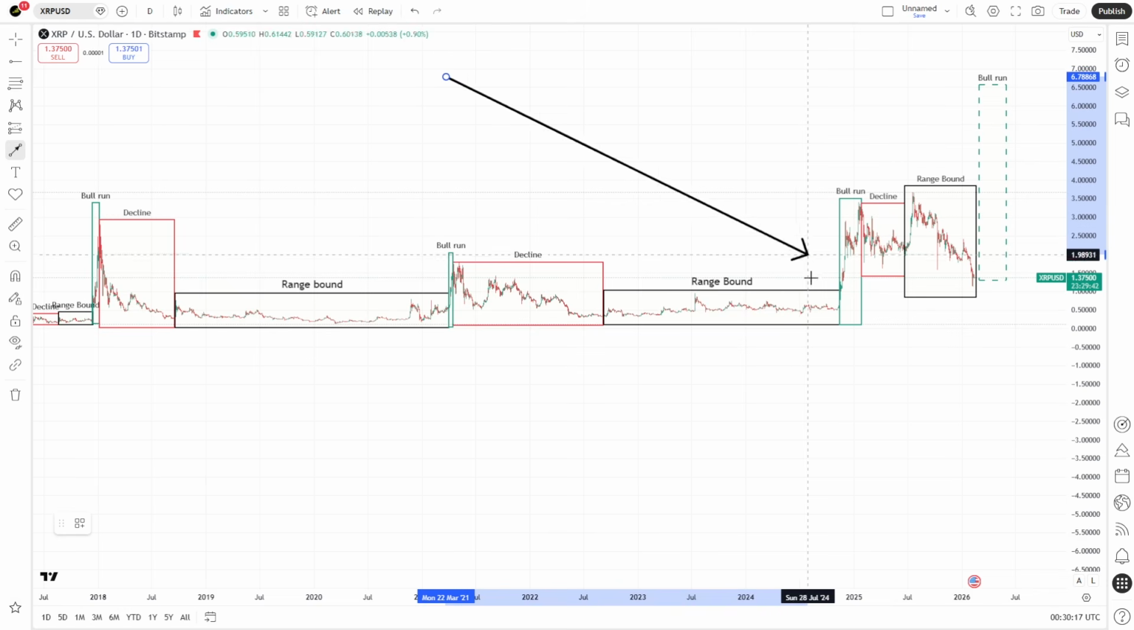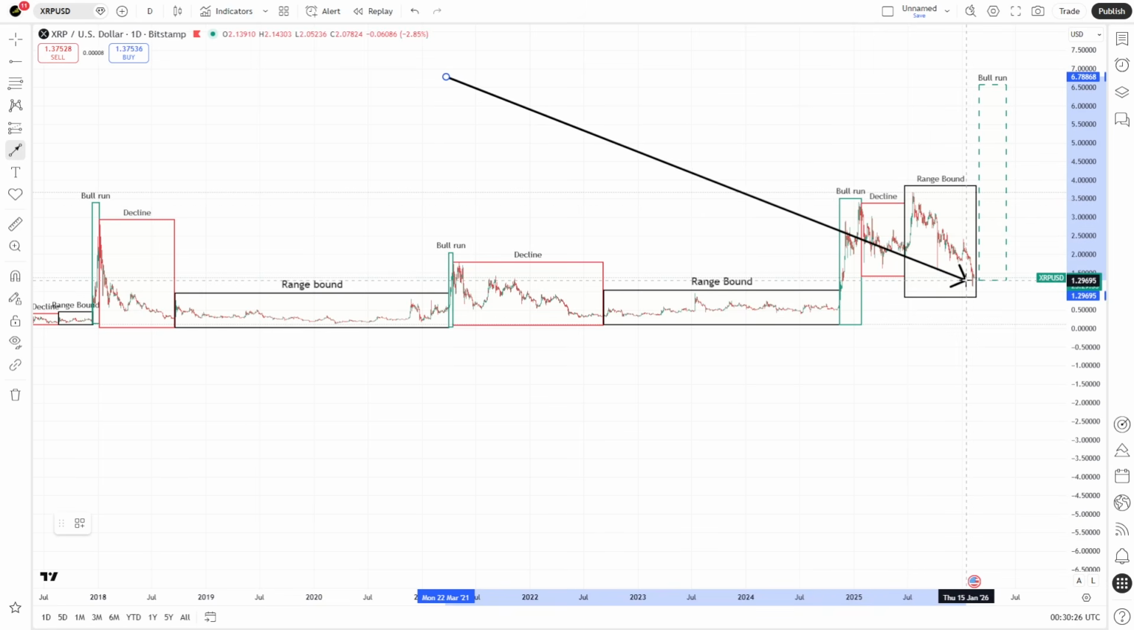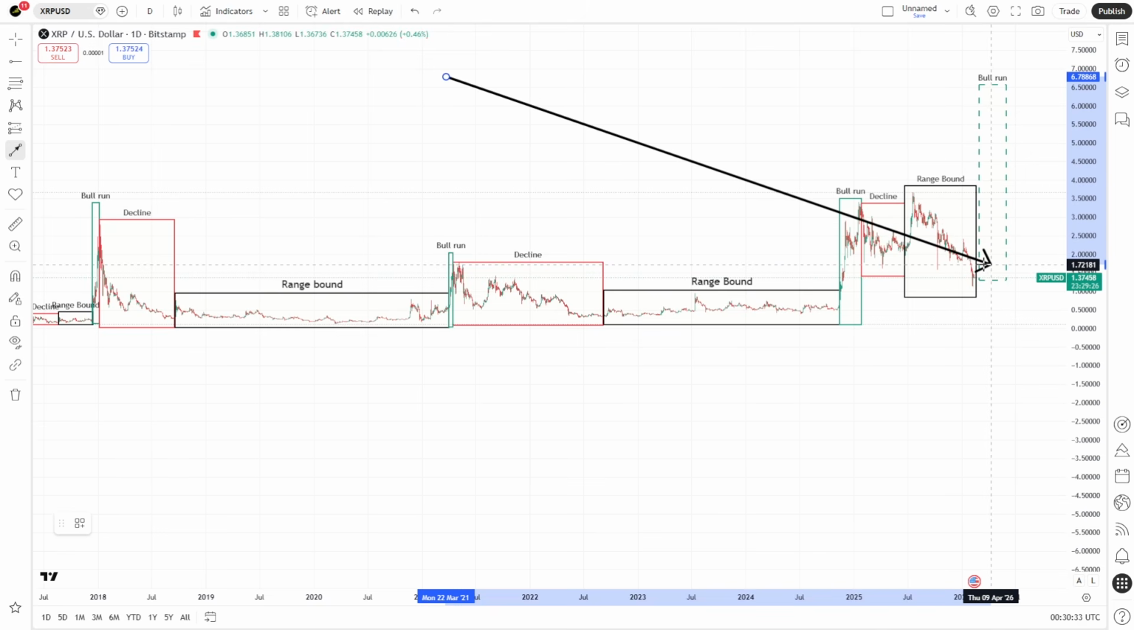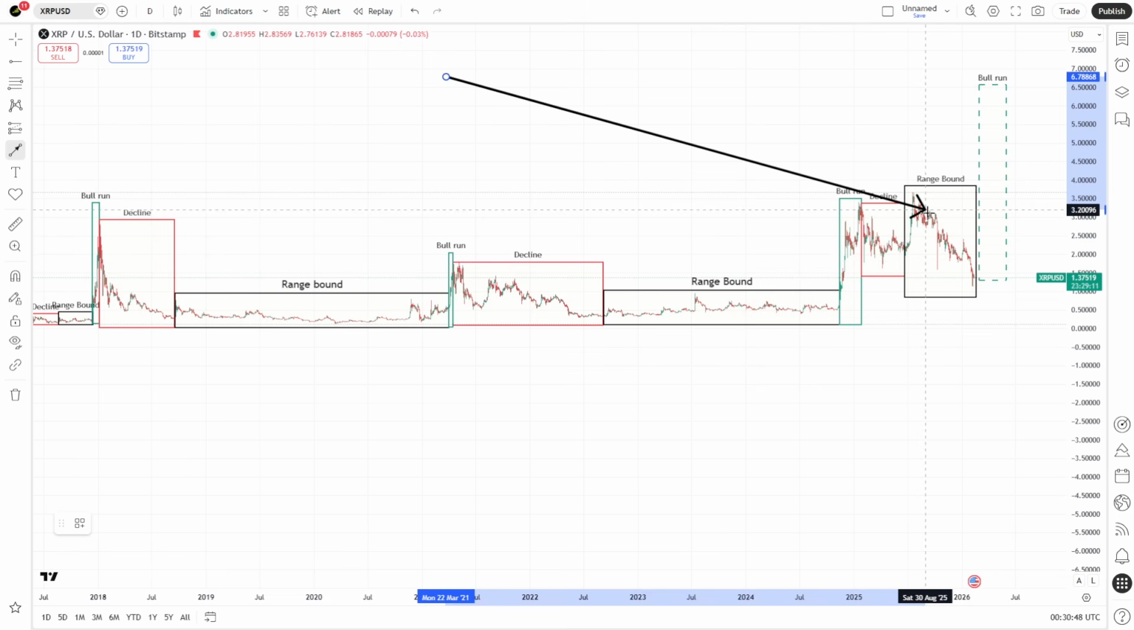It's my belief that we have completed a bull run, we have completed a decline, and we are currently, believe it or not, in a range-bound time. Even though this looks like a decline, it's my belief that this is a range-bound time, and eventually it will move up and begin to resemble more of a range-bound time if I'm right. Now let's dive into this range-bound time and examine what a range-bound time does, and then compare what is taking place here to what range-bound times do, and then we can see where we're at.